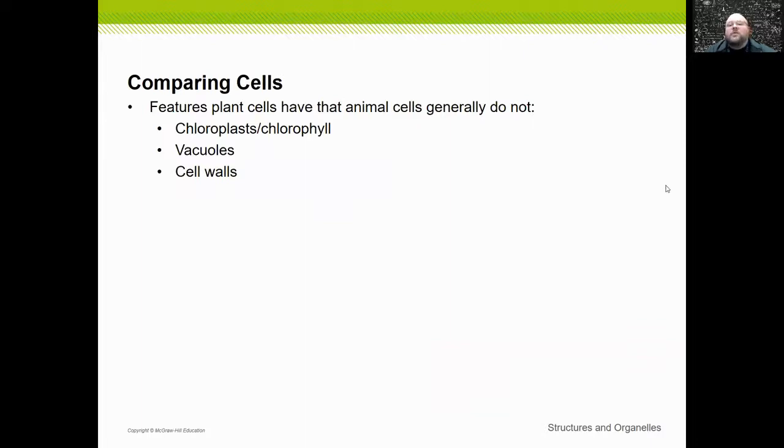Okay, now when we compare cells, we're going to see that there are some features that plant cells have that animal cells do not: chloroplasts, chlorophyll, vacuoles, and cell walls. These are things you're going to see in plant cells only. Everything else is in both plant and animal cells. So keep those two distinctions in mind. If you see chloroplasts or vacuoles or a cell wall, you are looking at a plant cell. The other organelles not mentioned on this short list can be seen in any cell, plant or animal. So keep those things in mind.